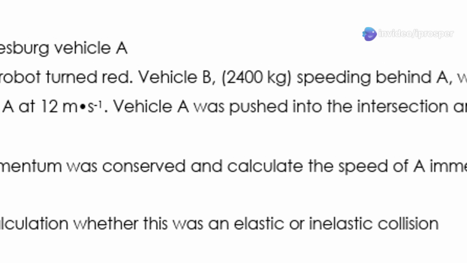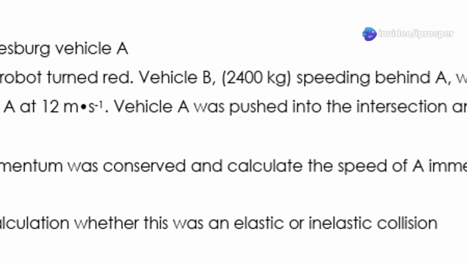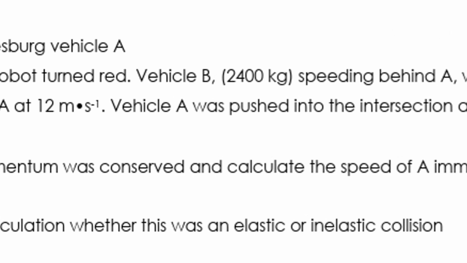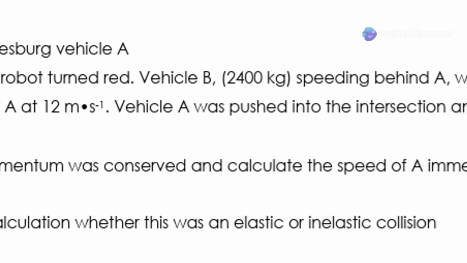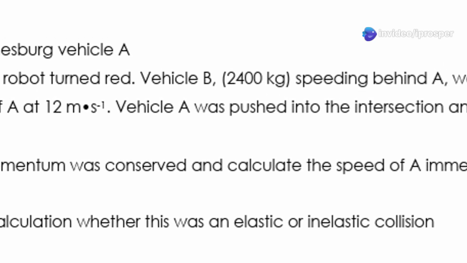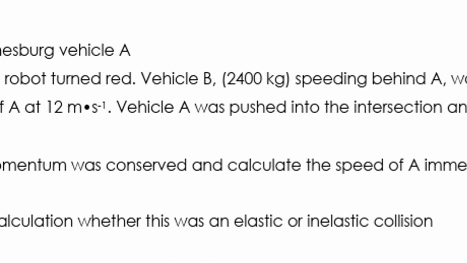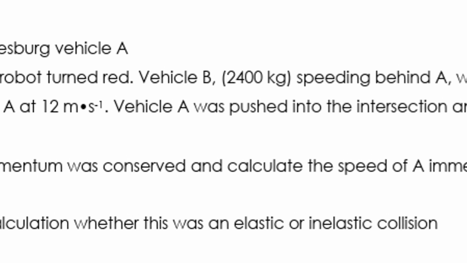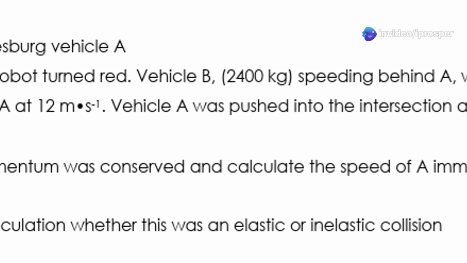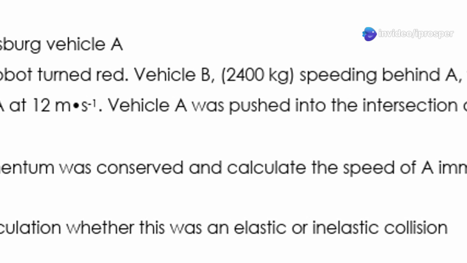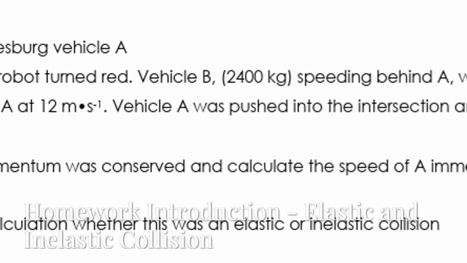Now let's move on to some classwork. Here's the scenario. During rush hour in Johannesburg, Vehicle A with a mass of 2,000 kilograms was stopped as the traffic light turned red. Vehicle B, with a mass of 2,400 kilograms, was speeding behind Vehicle A and was unable to stop, crashing into the back of Vehicle A at 12 meters per second. Vehicle A was pushed into the intersection, and Vehicle B slowed down to 5 meters per second. Assume that momentum was conserved and calculate the speed of A immediately after the collision. Determine by calculation whether this was an elastic or inelastic collision.